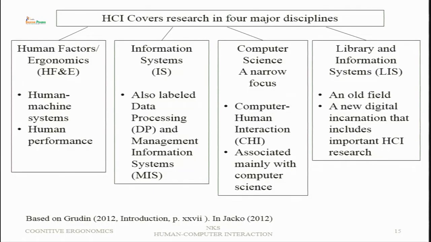Then finally, library and information systems. This is actually where the whole ideas about information came from, the information sciences. And this is an old field. In fact, now with the emergence of computers, it is in a new digital incarnation that includes important HCI research. So these four areas are the research-related areas which must be pursued so that HCI can be understood more effectively and scientifically, and new developments can take place.